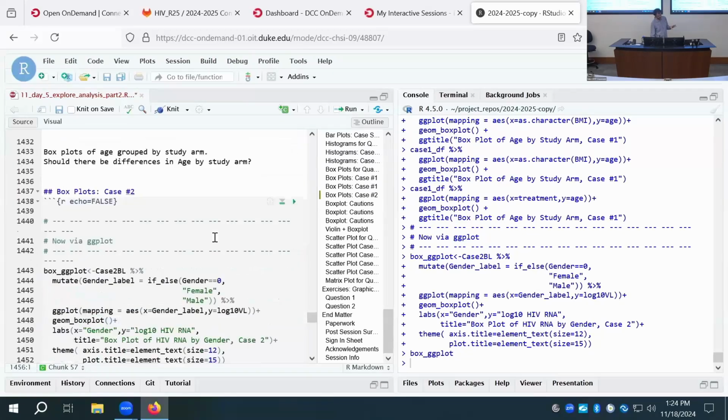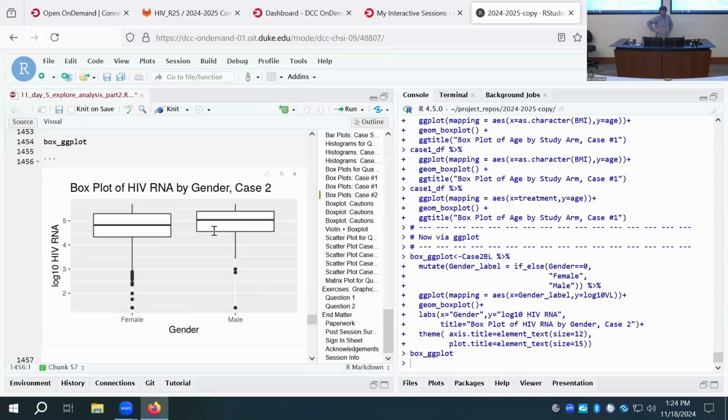Anything else that you notice from this? Other than the box height on the outside being a little bit smaller. Yeah, maybe the IQR is a little bit smaller for that. And it looks like the median's maybe a little bit higher in the males versus the females. But again, we're just looking at the data. We're not doing any statistical tests or anything like that.